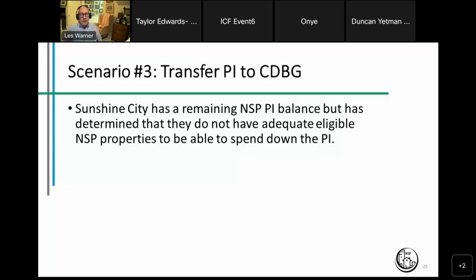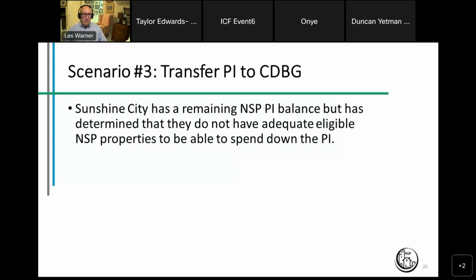And then our third scenario is simply transferring our program income to CDBG. So in this case, when Sunshine City went through that evaluation, they determined that they were kind of tapped out on being able to find eligible NSP properties to utilize that program income for. And so they've reached the decision that they want to transfer those funds to their CDBG program. And I know when I was running CDBG programs, we never had enough money for the needs that had been identified.